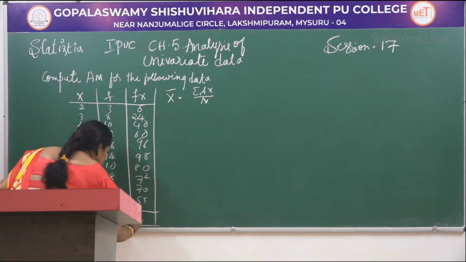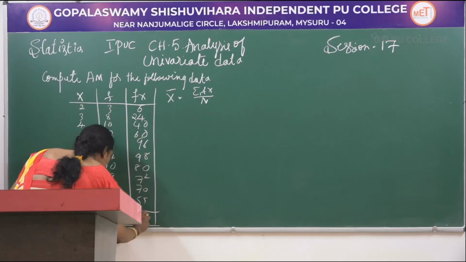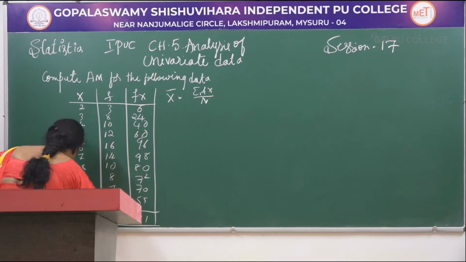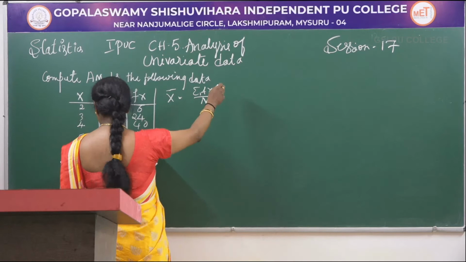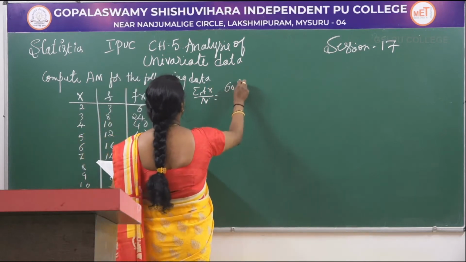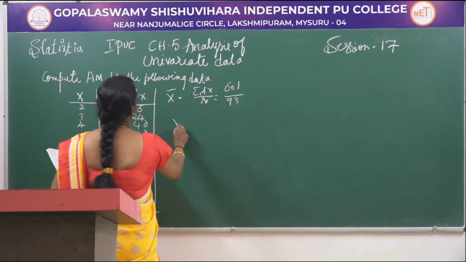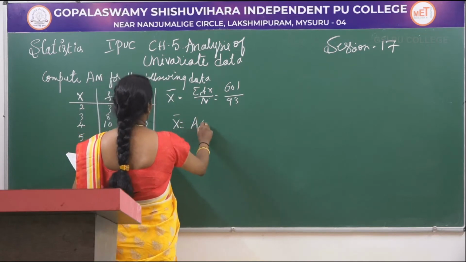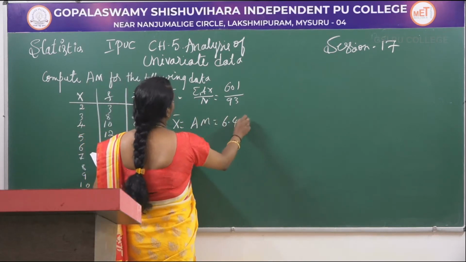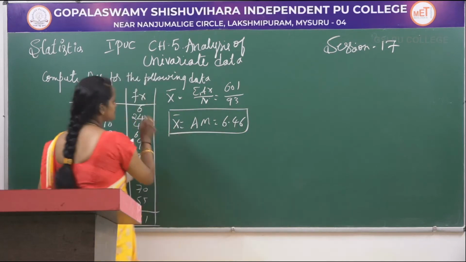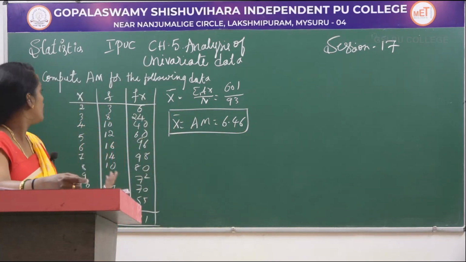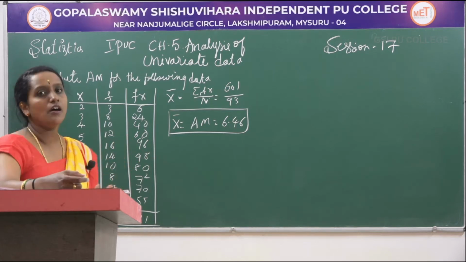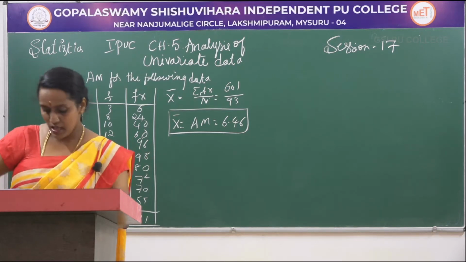Take the total of this, that is summation of fx is 601. Similarly, you take the total of frequencies, that is n, it is 93. So substitute that in this formula. It is 601 divided by 93 and your x bar value or AM value is 6.46. Since this is discrete type of data, we are solving this problem using the simple formula.